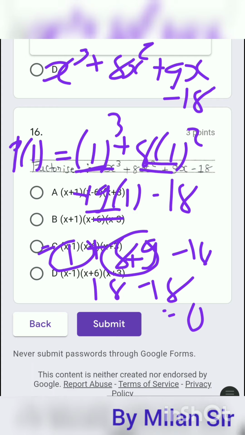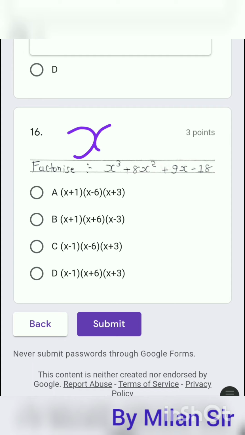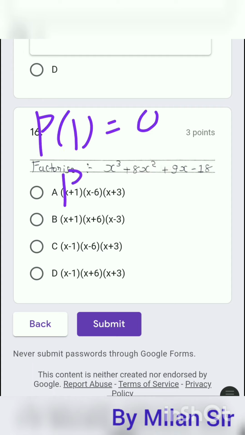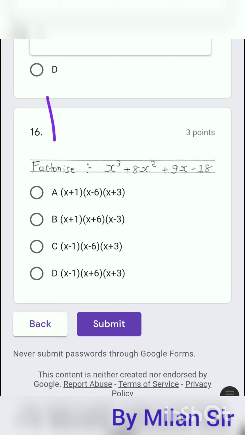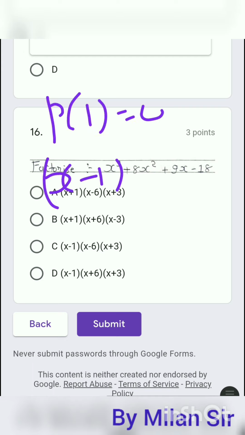It means x minus 1 is one factor of this polynomial. If we get p of 1 equals 0, that means x minus 1 is one factor of p of x.